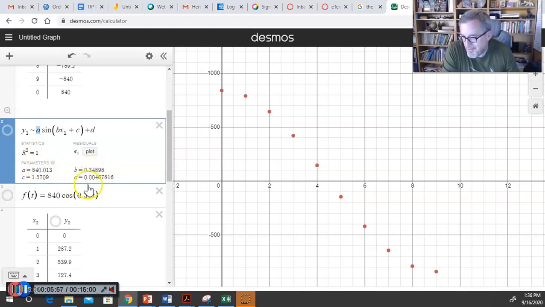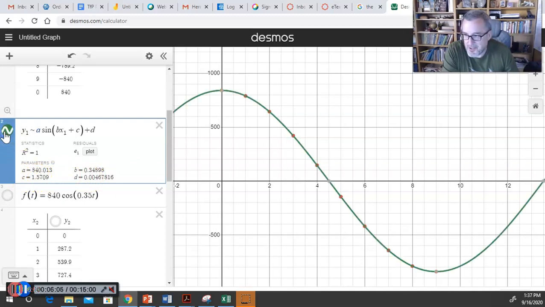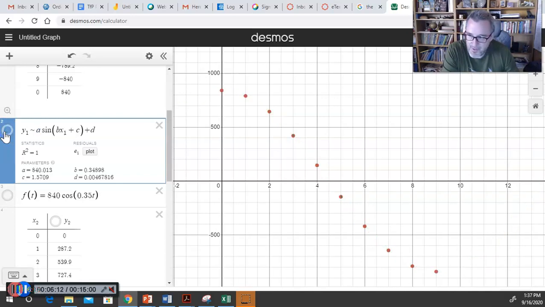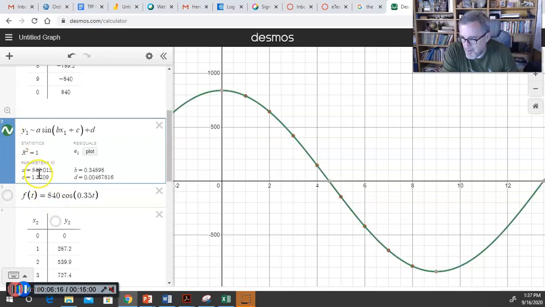I think I ended up saying d is negligible, 0.00. Let's just leave it off. And c is 1.57. And so notice it fits the data pretty darn well. Now what I did is adjusted it ever so much. So I said, hey, let's just call that 840, just for the sake of modeling.